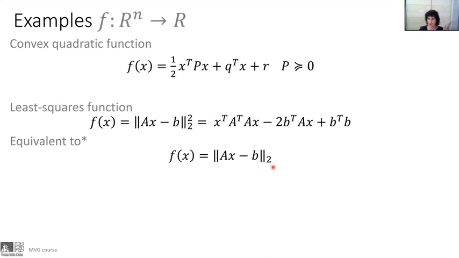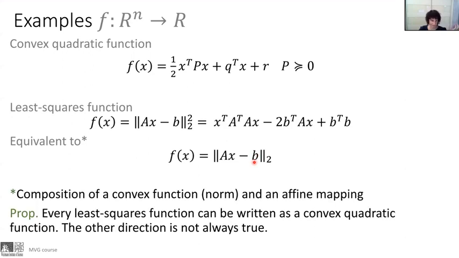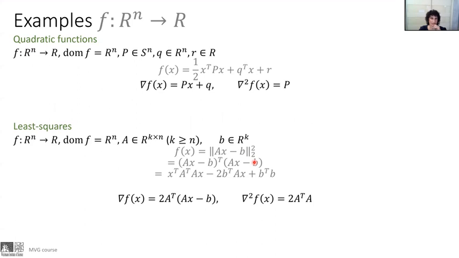Let's try to understand. First of all, this is a norm, right? It is a composition of convex functions, and the composition of a norm, which is a convex function, with an affine function, right? So therefore, this is a convex function. Okay.